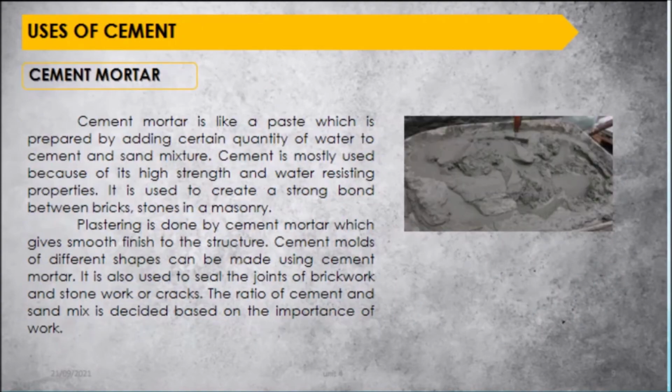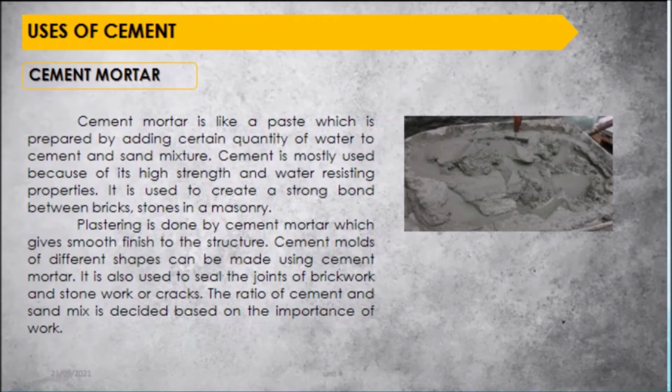Now let's discuss the various uses of cement. So first, as a mortar. Cement mortar is like a paste, which is prepared by adding a certain quantity of water to a cement and sand mixture. We know cement has good binding properties, and while there are other binding materials also available, cement is mostly used because of its high strength and water-resisting properties. It is used to create a strong bond between bricks and stones in masonry. Plastering is done by cement mortar, which gives a smooth finish to the structure.